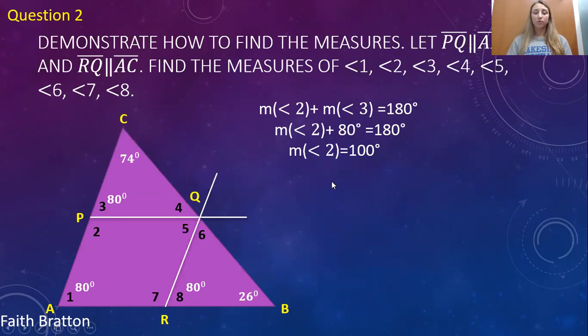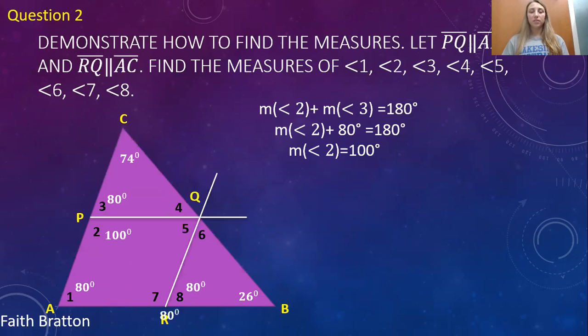Next we have to find angle 2 and angle 3. They are adjacent angles that form a straight angle, so they are supplementary, and the sum of their measures is 180. To find the measure of angle 2, we use this formula: m angle 2 plus m angle 3 equals 180. We know angle 3, right here, is 80, so m angle 2 plus 80 equals 180. Subtracting 80 from 180, we get 100. So m2 equals 100.